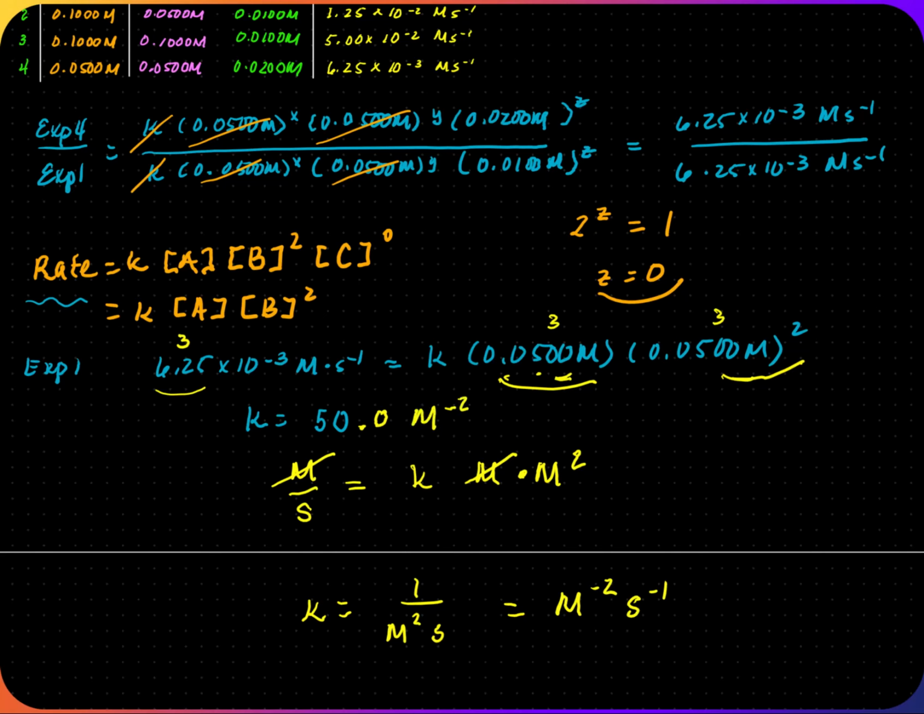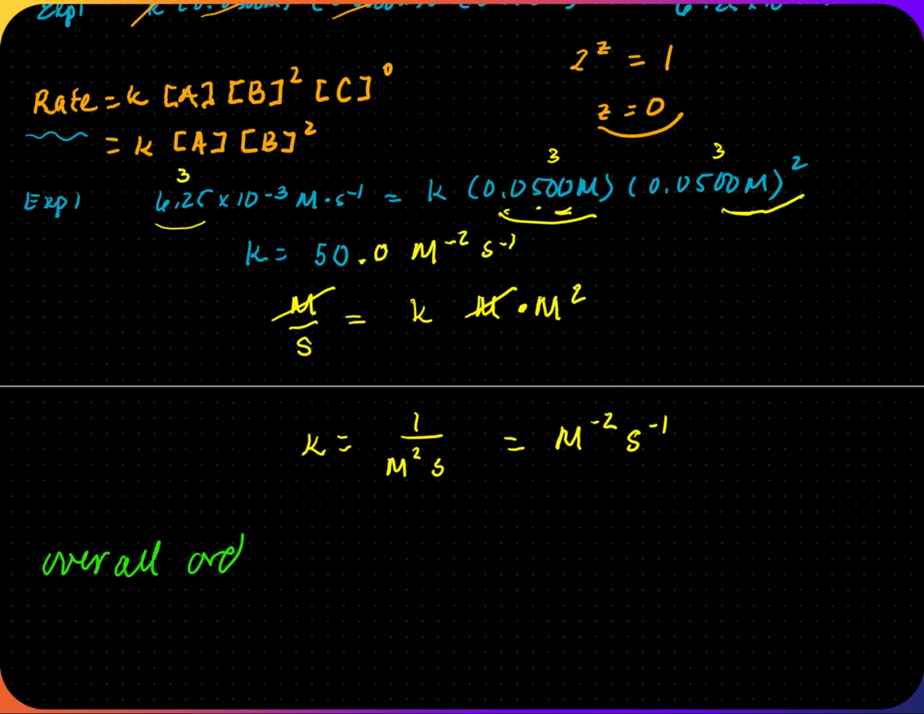When I solve for K constant, you cannot memorize the units. The unit change is dependent on the order number of each of the reactants involved. So the overall order number is the addition of all the numbers together. So A has an order number of 1, B has an order number of 2, C has an order number of 0. So the overall order for here is 3. This is a third order.